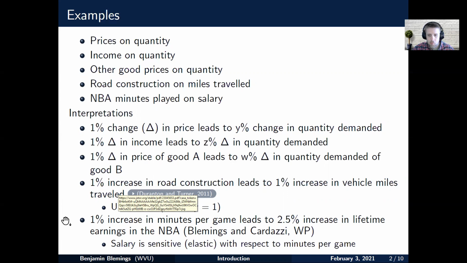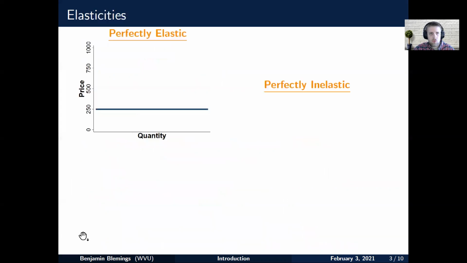And then in a paper that I'm working on, I find that a 1% increase in the minutes per game you play in your career leads to a 2.5% increase in your lifetime earnings amongst NBA players. So we find that salary is pretty sensitive to how much you play in the NBA. So those are just some examples from the literature that aren't just prices and quantity. But we need to make sure that you understand prices and quantity and how elasticity is used with those before we branch out into more interesting examples.